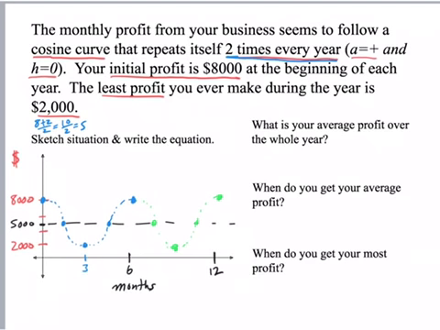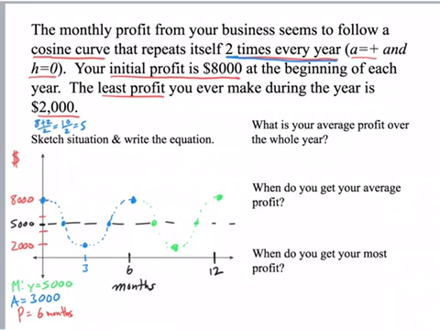So to make the equation, well, we need our midline, amplitude, and period. So our midline is going to be y equals $5,000. Our amplitude, well, if you look at it carefully, you're going up and down $3,000. And our period is actually 6 months. It's not 12 months, it's 6 months.